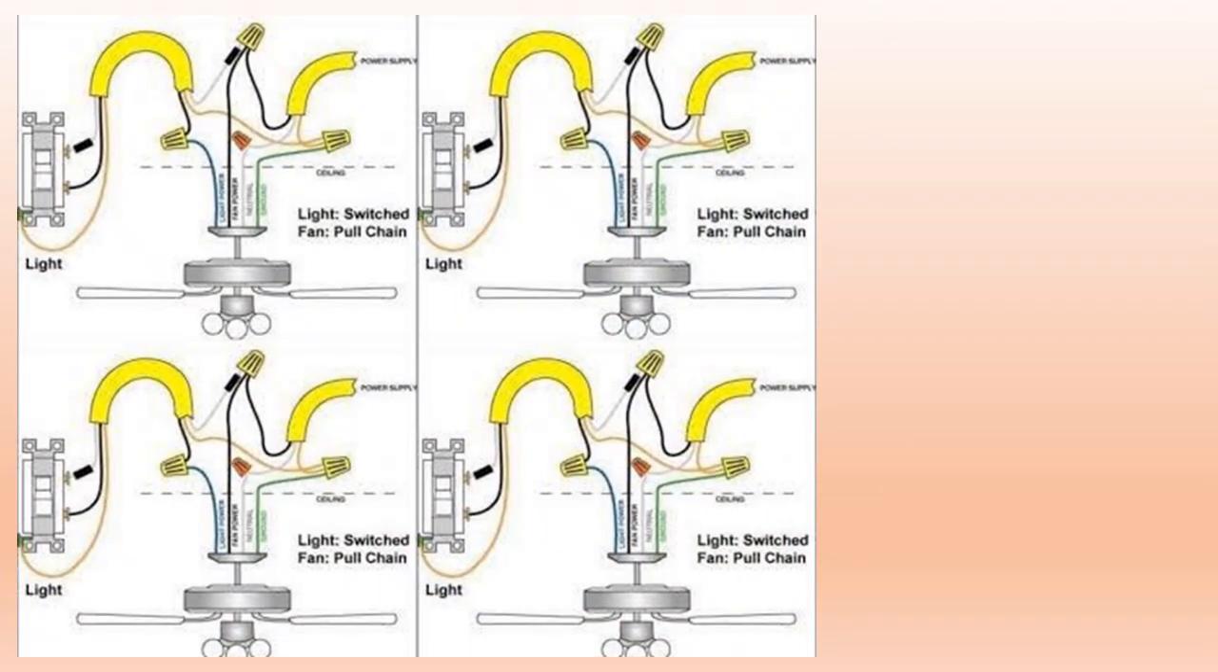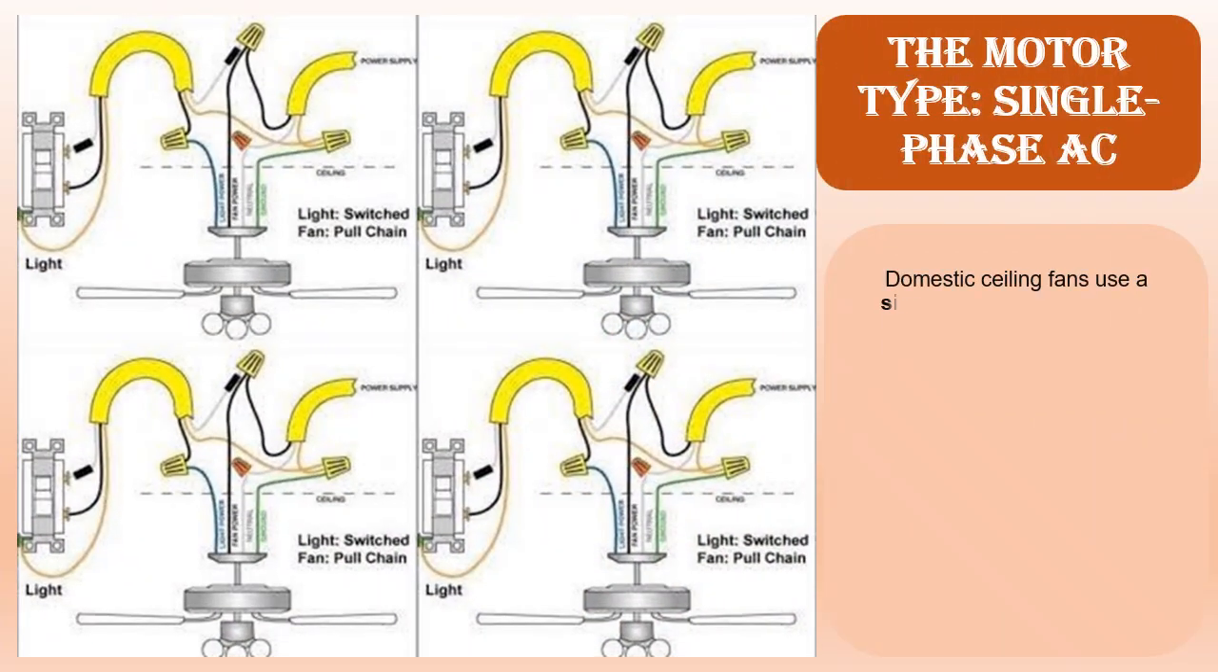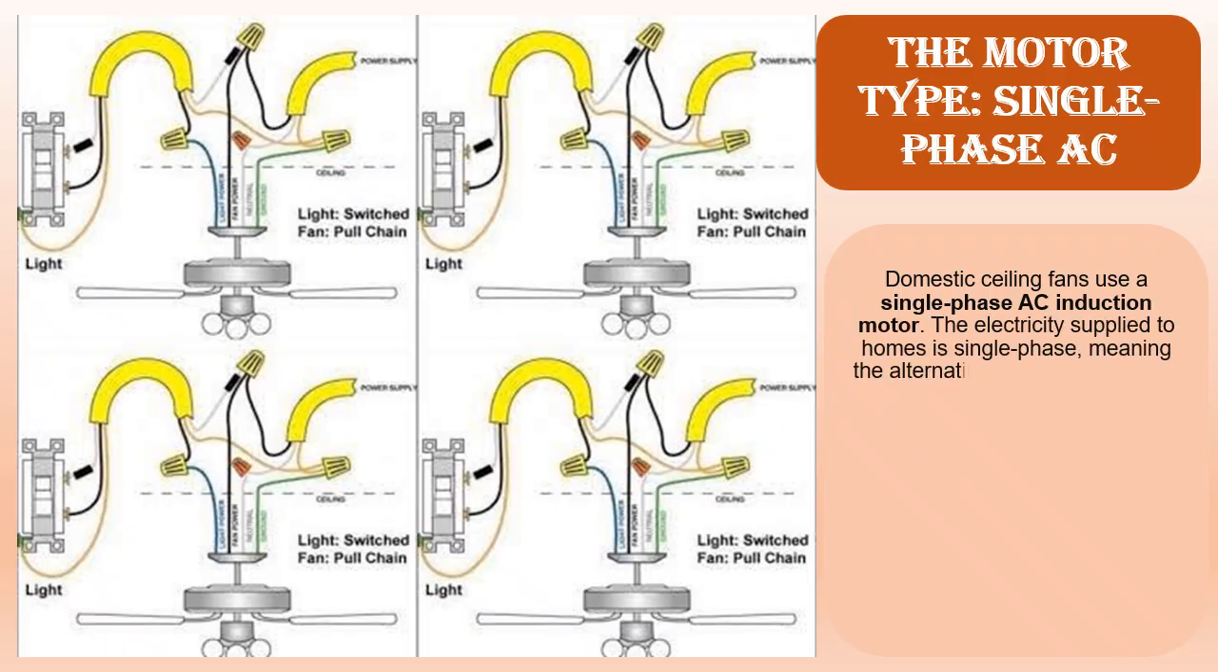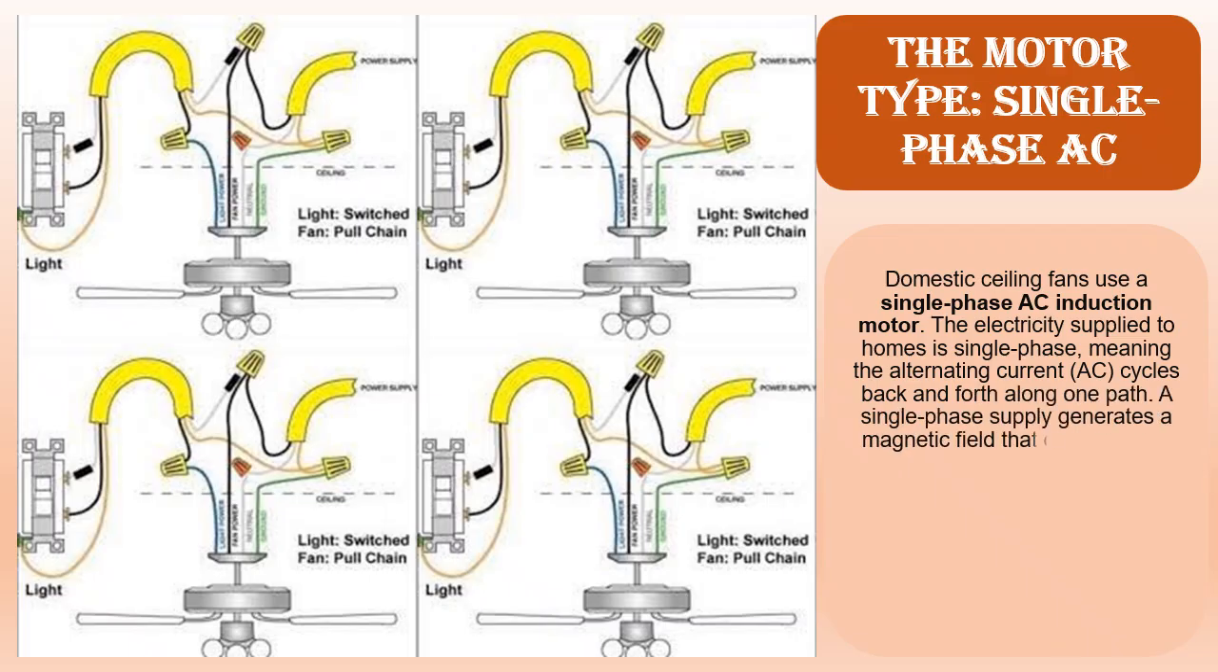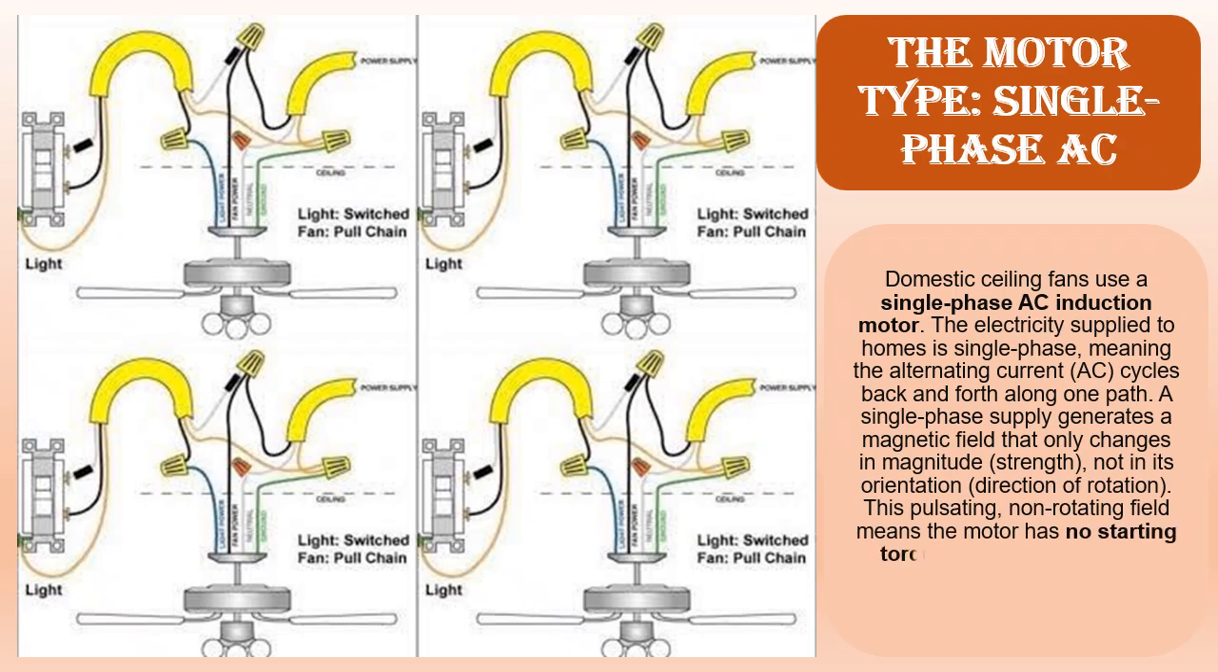The motor type: single-phase AC. Domestic ceiling fans use a single-phase AC induction motor. The electricity supplied to homes is single-phase, meaning the alternating current, AC, cycles back and forth along one path. A single-phase supply generates a magnetic field that only changes in magnitude, strength, not in its orientation, direction of rotation. This pulsating, non-rotating field means the motor has no starting torque; it needs a separate mechanism to kickstart the rotation.